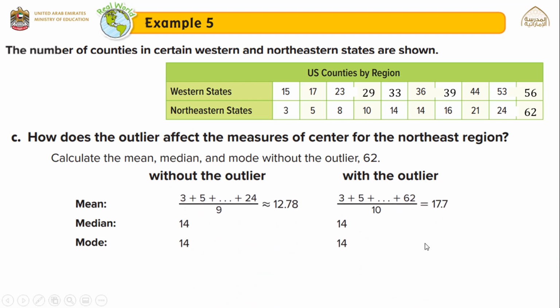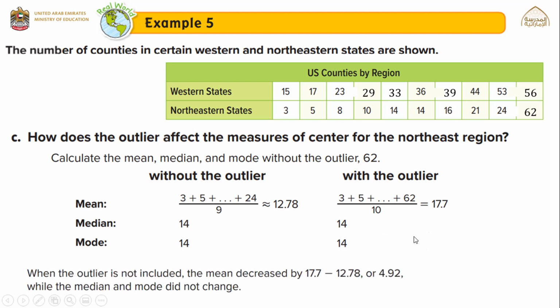And with the outlier, we will find the mean, median, and mode to observe that when the outlier is not included, the mean decreased by 17.7 minus 12.78, which is 4.92, while the median and mode didn't change.